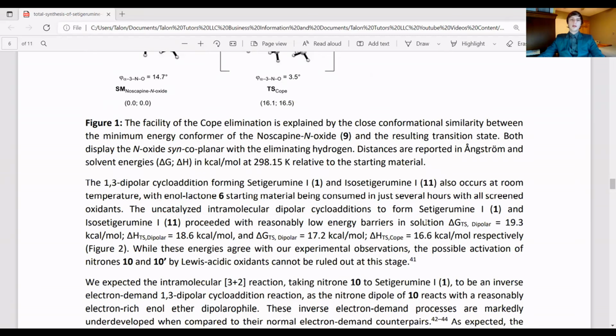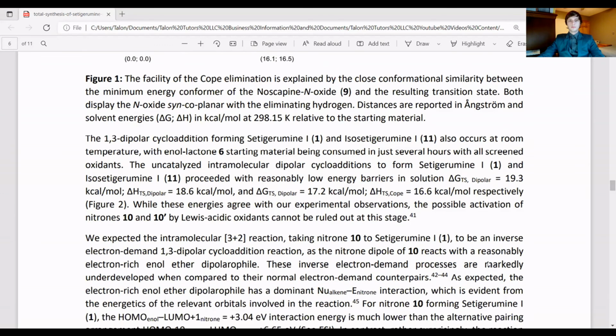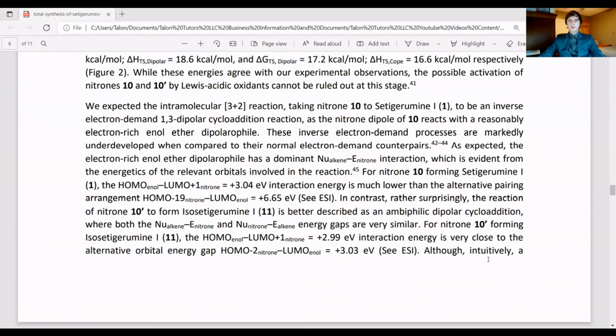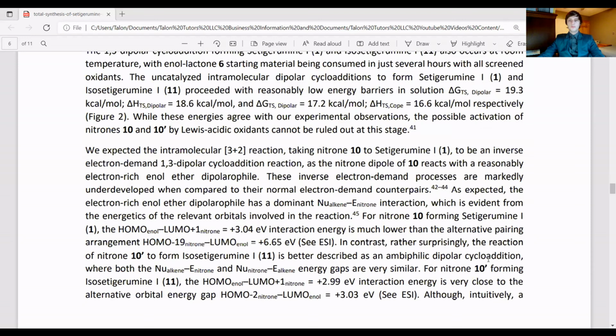And likewise, their 1,3-dipolar cycloaddition forming the desired product, Setigerumine I, also occurs at room temperature. And they discuss this too, using computational chemistry. And they get an overall free energy barrier for the transition state of that second reaction at between 17 and 19 kcal per mole, so within reason. And then they also talk about the other aspects of the interactions between the nucleophilic and electrophilic aspects of the molecule.